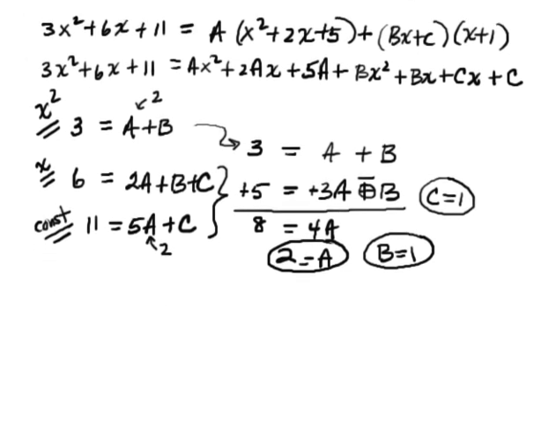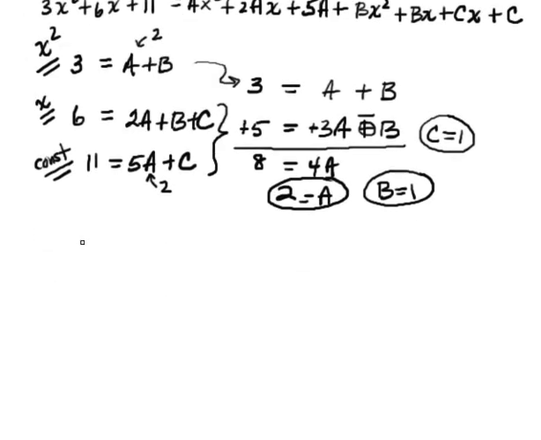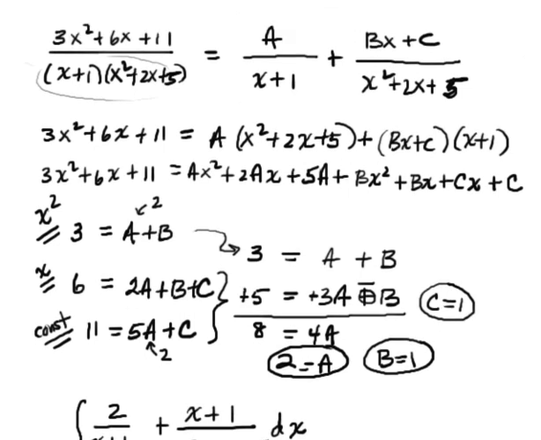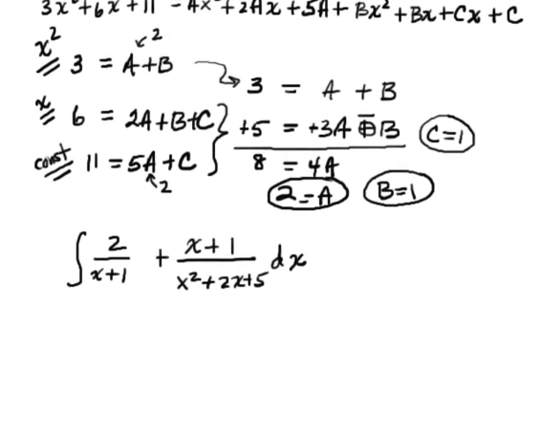Okay, so let's do that. So here's our integral. We have 2 over x plus 1 plus x plus 1 over x squared plus 2x plus 5. Okay, see that? x squared plus 2x plus 5.